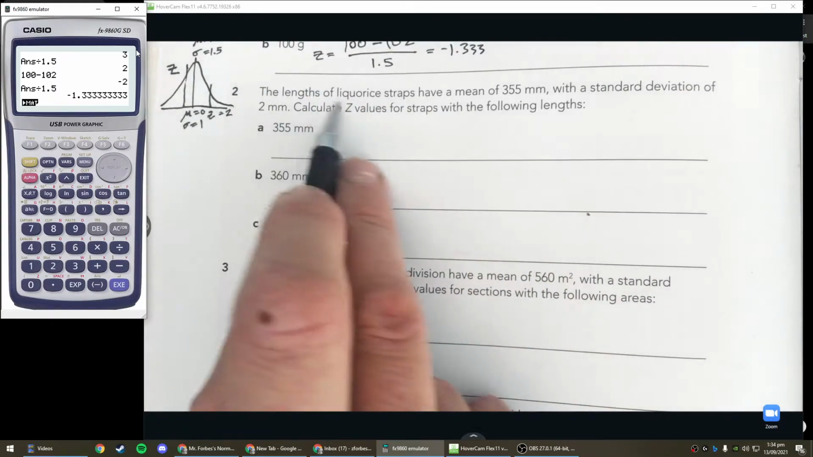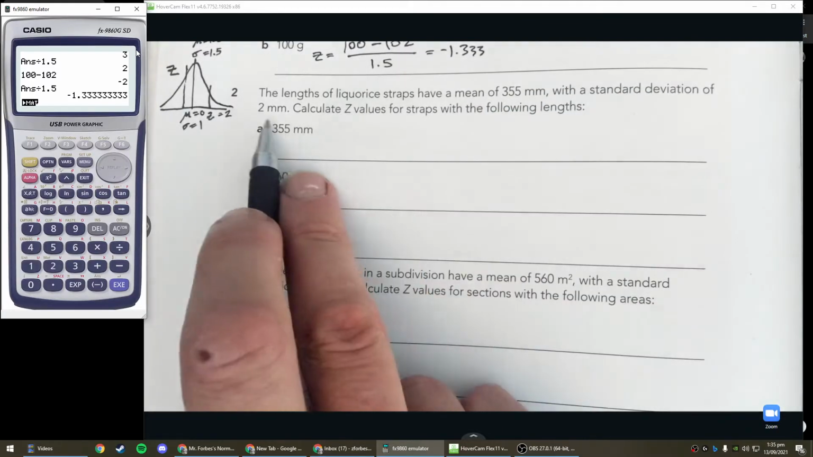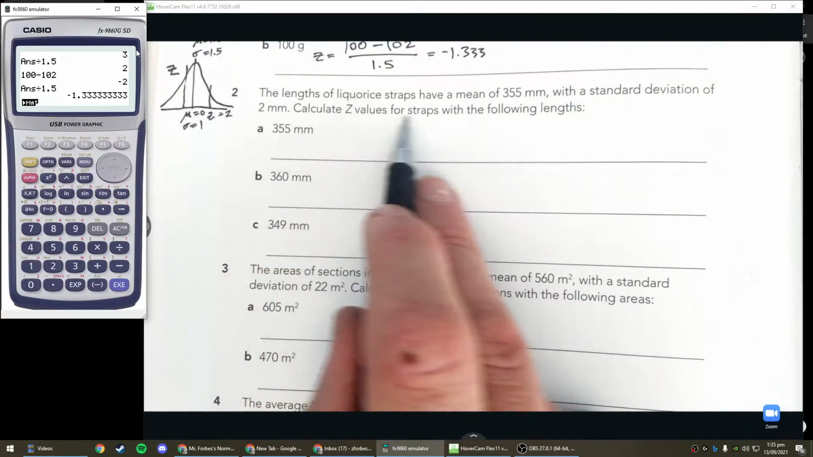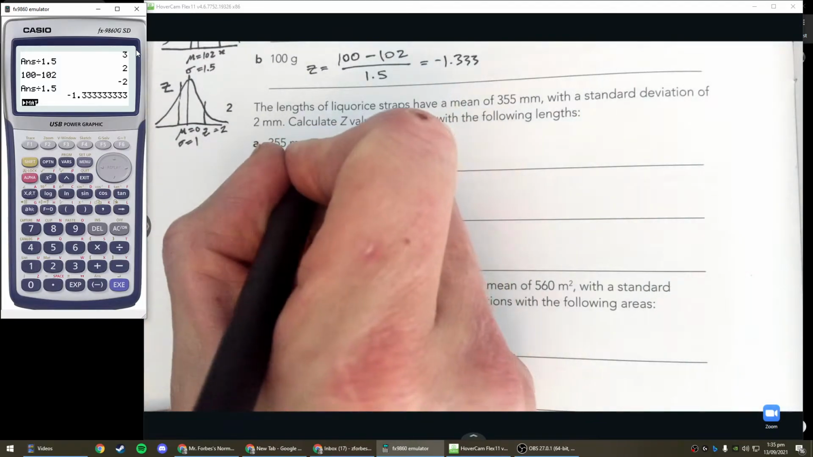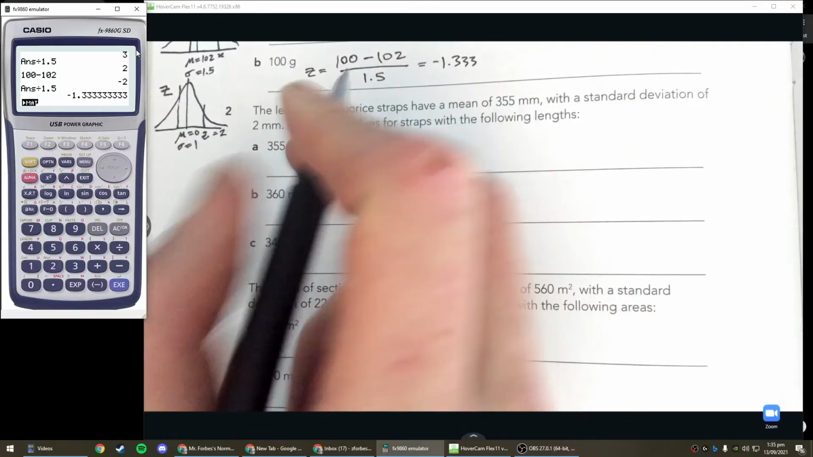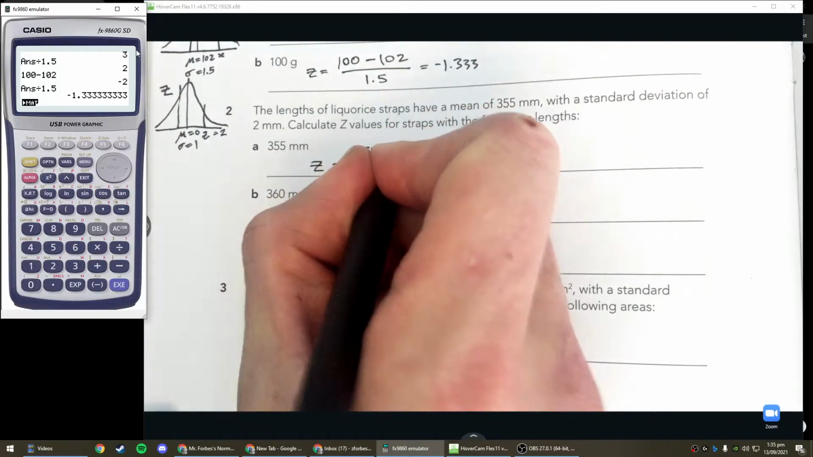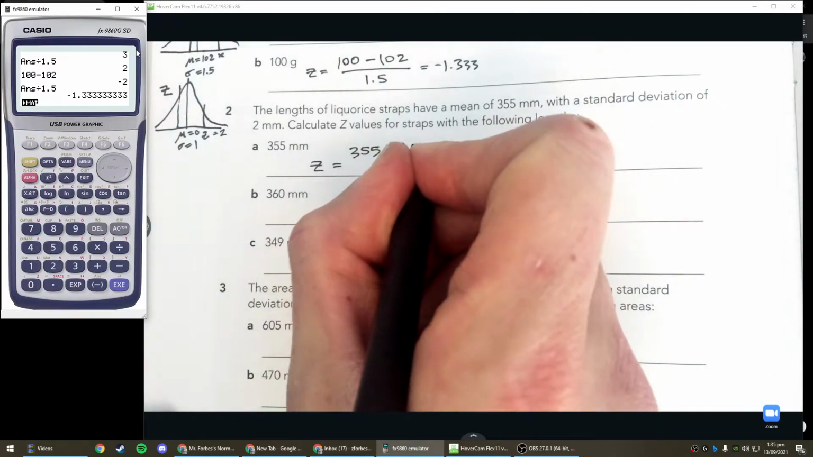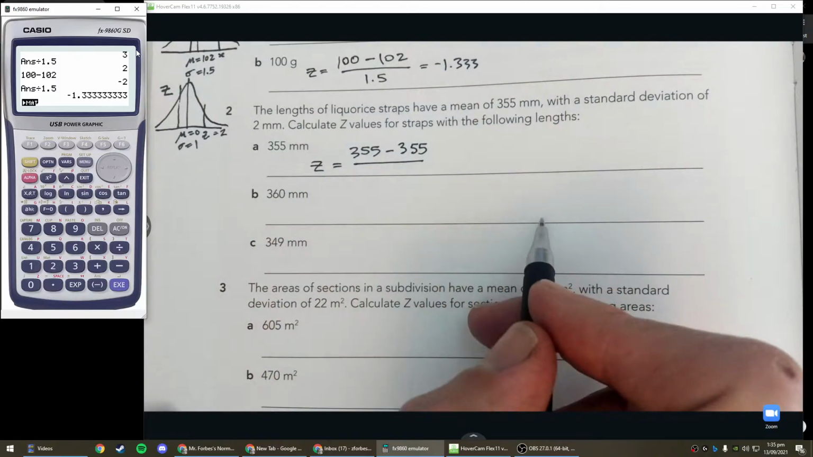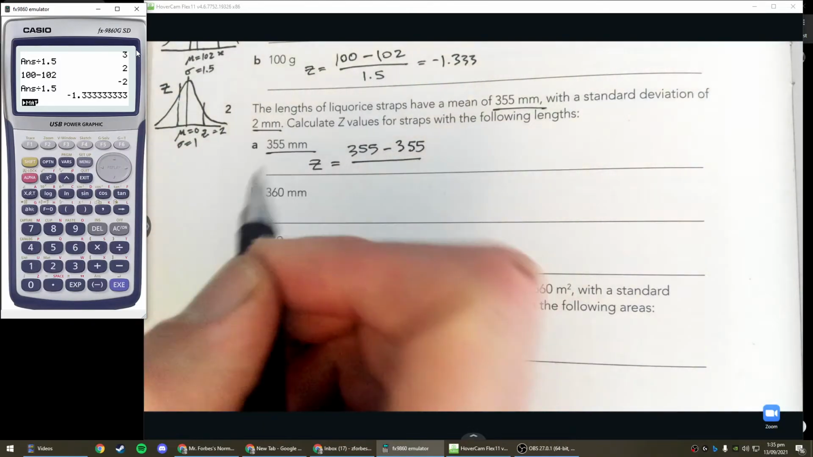Okay, the lengths of licorice straps have a mean of 355 millimeters with a standard deviation of 2 millimeters. Calculate the z values for straps with the following lengths. So we're going to get a little bit lazier again. All we do is z equals the x value, which is 355 here, minus the mean, which is here, 355, and then we're dividing it by the standard deviation, which is here. So these are the values we're using.